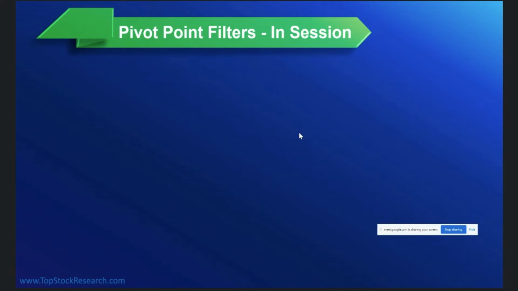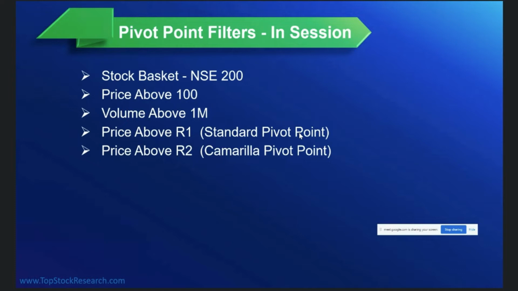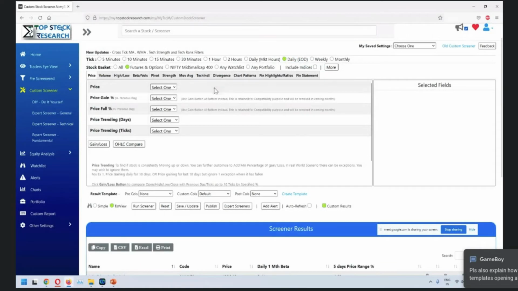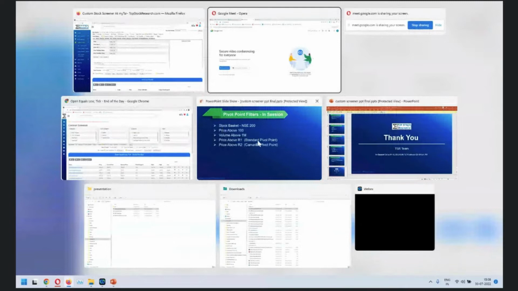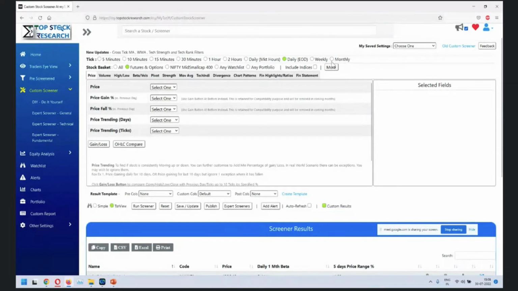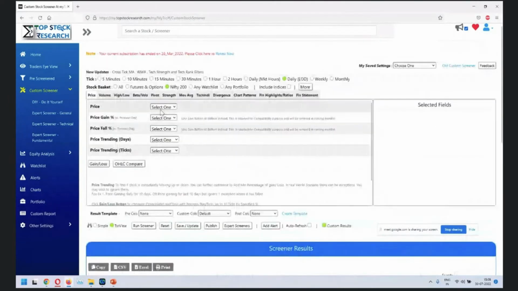Now, these are more applicable during the market hours. What we are trying to do is basically a stock basket Nifty 200, price above 100, volume above 1 million, and price above R1, right? And price above R2 on Camarilla. Let's see. Reset. So stock basket Nifty 200, price above 100.